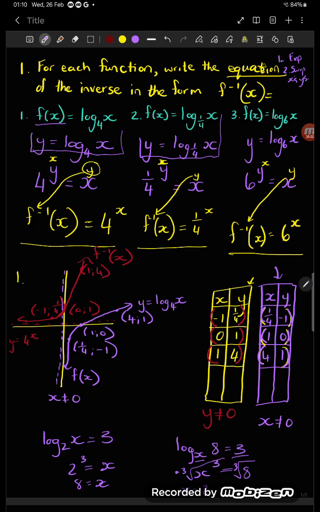So learn some of your log laws, and remember to draw the sketch of the exponential first, and then the graph of the log.